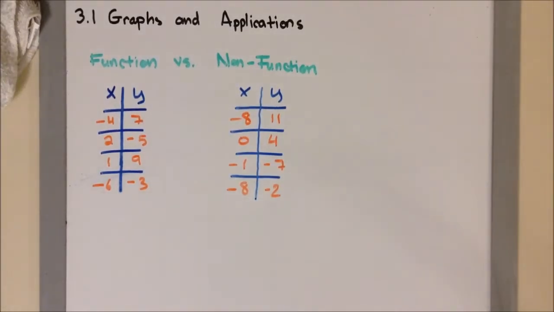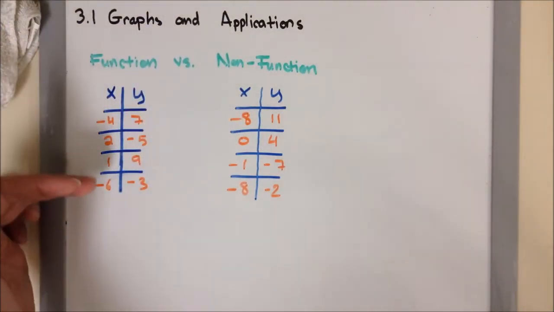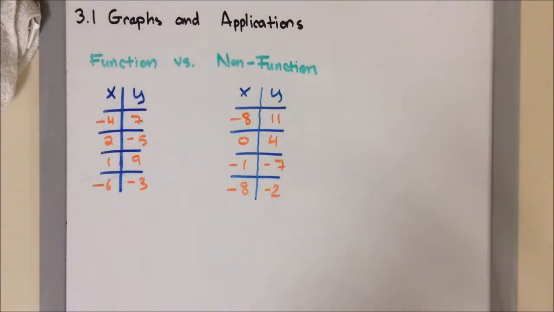In this section, we're going to talk about linear equations where we're going to determine if they can be a function or non-function. So to describe the difference between function and non-function, we're starting off with two xy tables where you have a list of 4 coordinate points with the x values and the y values.